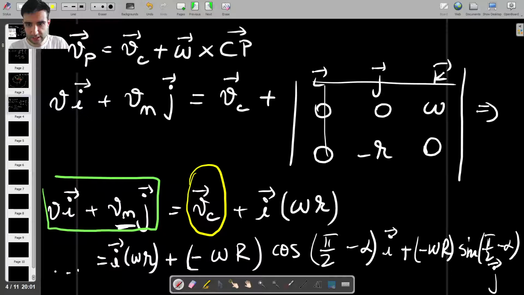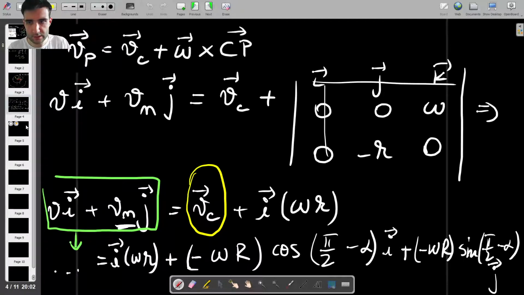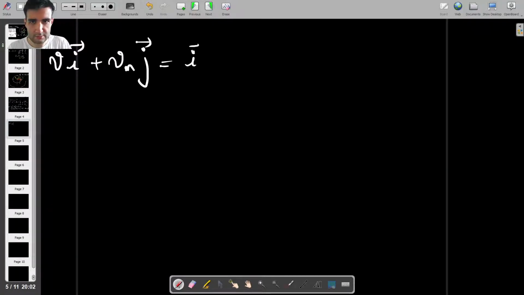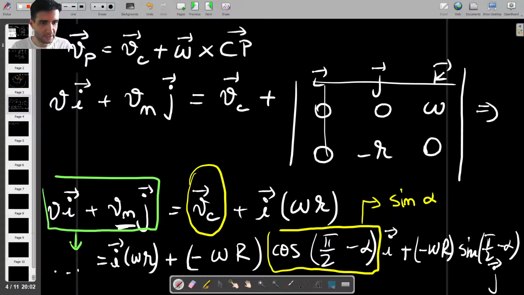So this goes on the left-hand side of the equation. It's a pretty long equation, so let's try to simplify it a bit. On the left, we have Vi plus Vn times j, and that is going to be equal to i multiplied by omega small r. Now, this cosine of pi over 2 minus alpha, according to trigonometry, is actually the same as sine alpha. And sine of pi over 2 minus alpha is equal to cosine alpha. So we're going to use that to our advantage to simplify the equation a bit more.